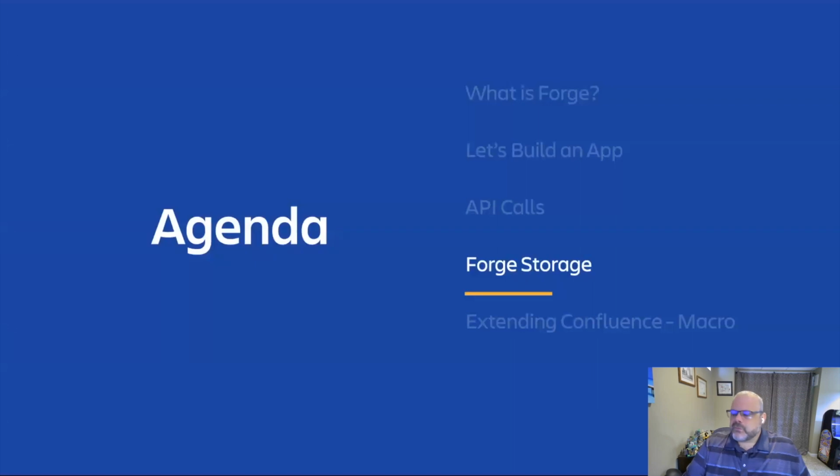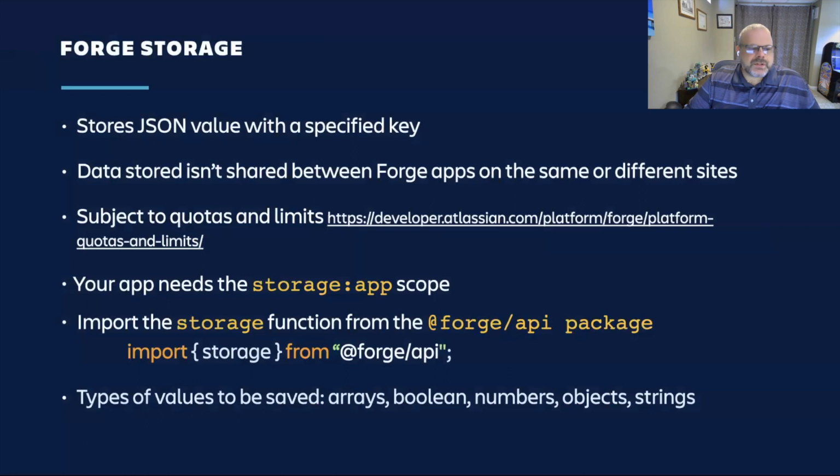All right, next we're going to talk about Forge storage. Forge storage stores a JSON value with a specified key. So it's a key value pair, really. It's really easy. Data stored isn't shared between Forge apps on the same or different sites. When you use Forge storage, it's smart enough to know to save that data specifically for your app for that specific instance. There's no shared data there.